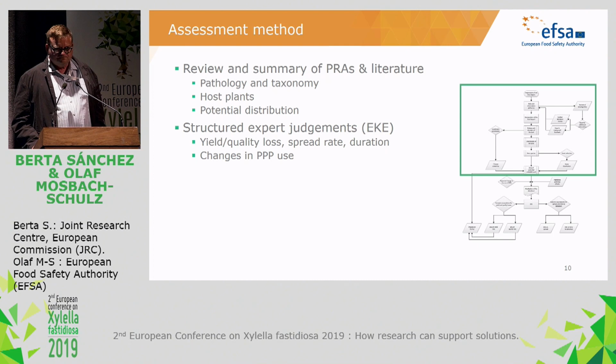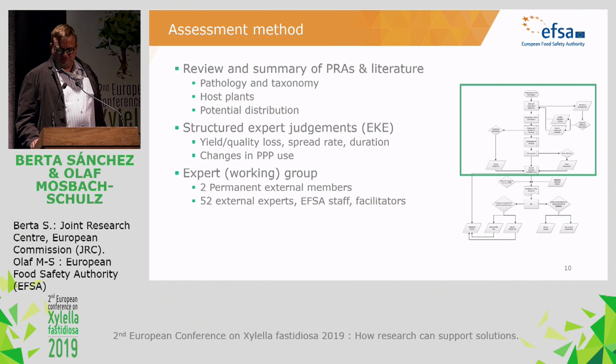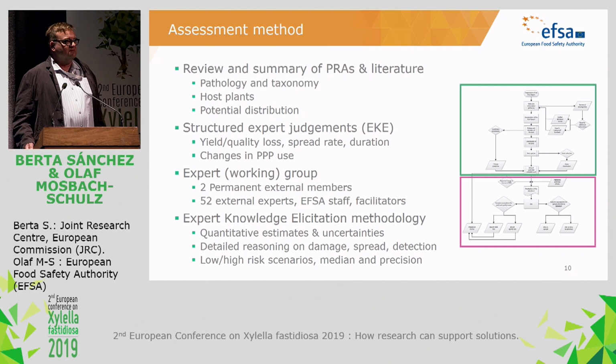And this means we invite experts to have a structured interview. And we were asking them for the estimates, but additionally also the uncertainties for the values of yield loss, spread rate, and time to detection. To harmonize the whole approach, two experts were following all the elicitation, all 28 pests. For the rest, we invited specialists, and in total, 52 experts were invited for the project.